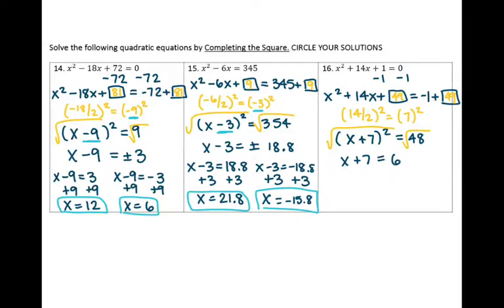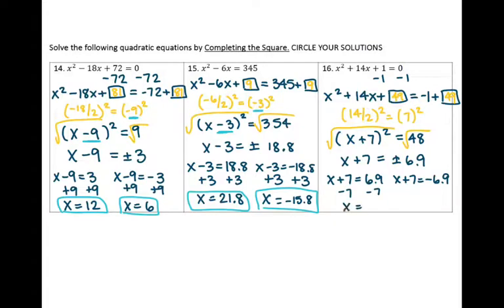I'm going to round to one decimal place. Don't forget your plus or minus, and we separate and solve. So x plus 7 equals positive 6.9, and x plus 7 equals negative 6.9. Subtract 7 from both sides.